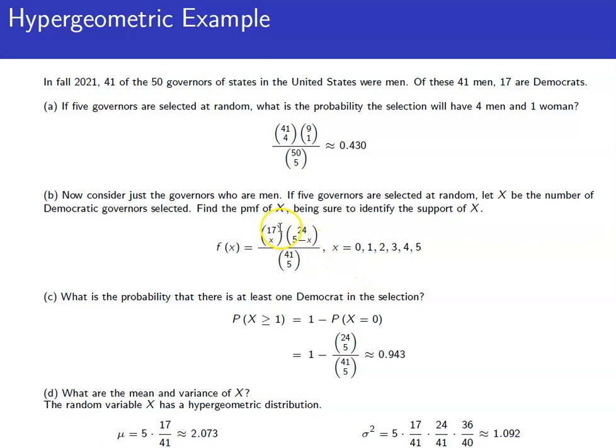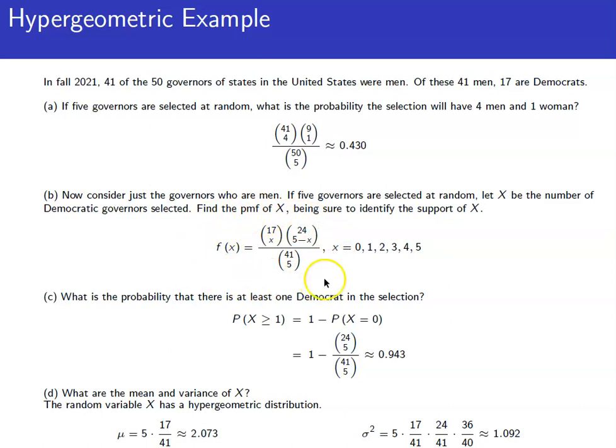So we know there are 17 Democrats that we're trying to select from, and that's what X is counting, the number of Democrats. So we'll have 17 choose X for the number of Democrats in the sample. Well, if it's not a Democrat, then they're a Republican. So out of the remaining 24 governors, we'll have choose 5 minus X of them. And then just like in the previous part, the total number here will be our total number of male governors, which is 41, choosing 5 of them. So this is our PMF in this case, and we recognize that it is a hypergeometric PMF here.